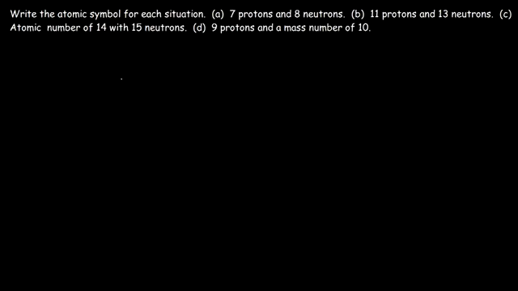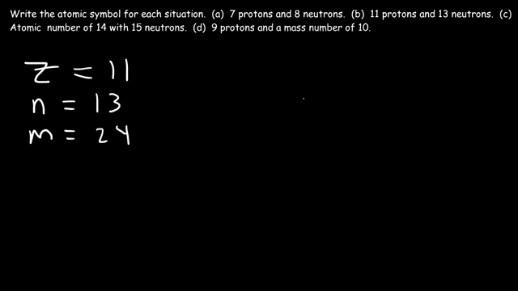So let's focus on part B. The atomic number, as we said before, is the number of protons, so Z is 11. The number of neutrons is 13. So the mass number is going to be the number of protons plus the number of neutrons. 11 plus 13 is 24. So using this process where we put the mass number on top and the atomic number on the bottom left, we have an atomic number of 11 and a mass number of 24.